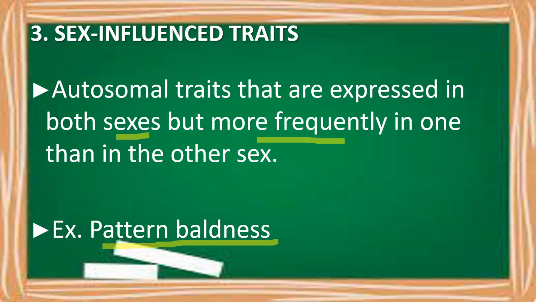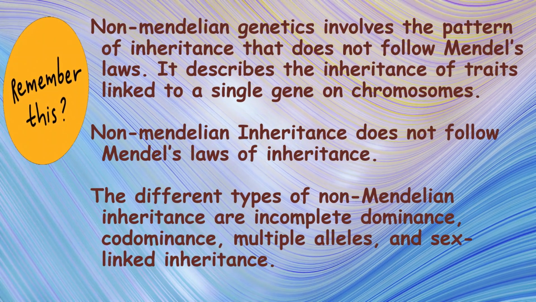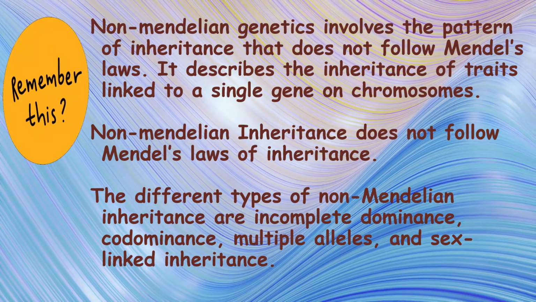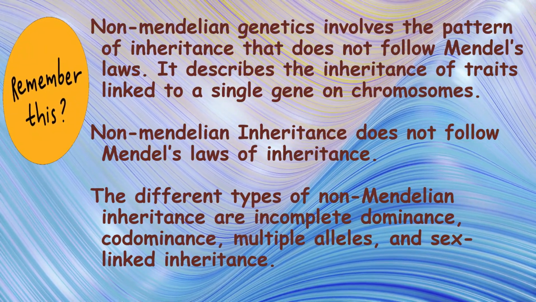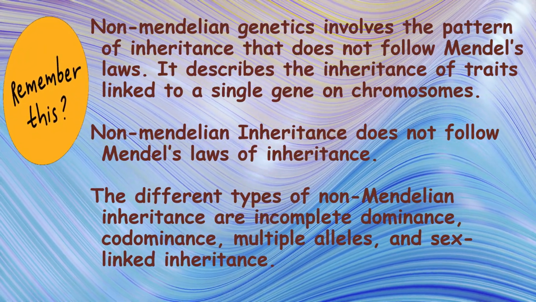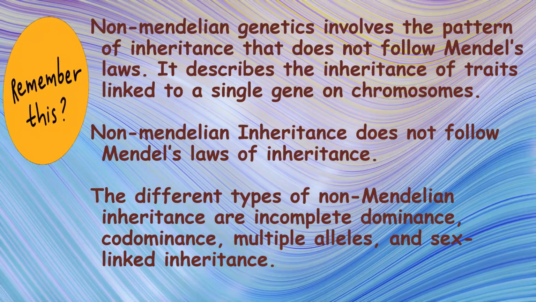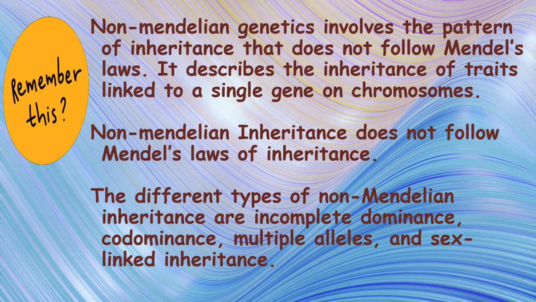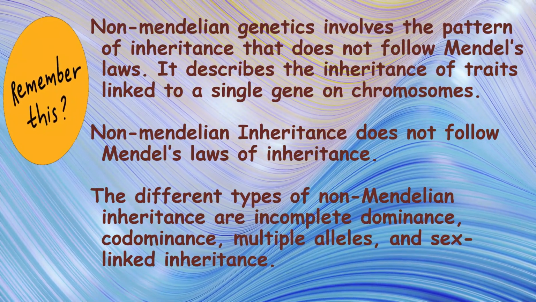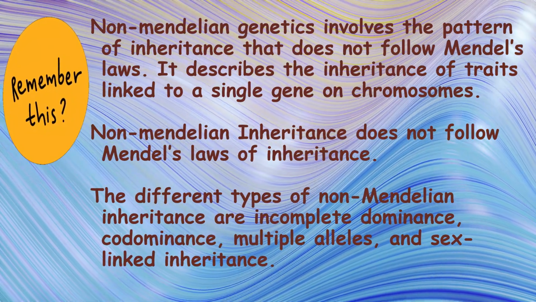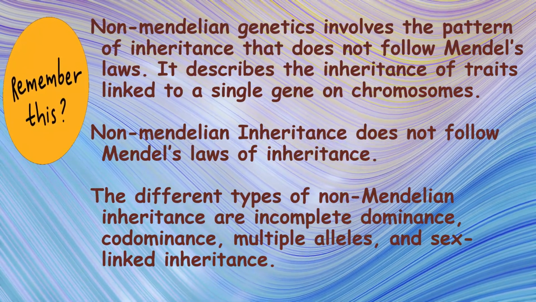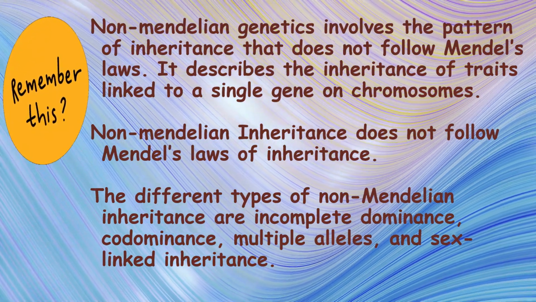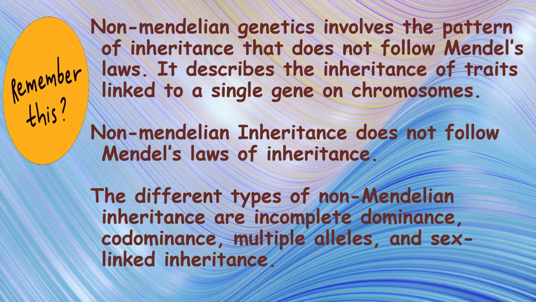Remember this. Non-Mendelian genetics involves a pattern of inheritance that does not follow Mendel's laws. It describes inheritance of traits linked to a single gene on chromosomes. So in short, non-Mendelian inheritance does not follow Mendel's laws of inheritance. There are different types of non-Mendelian inheritance. These are incomplete dominance, codominance, multiple alleles, and sex-linked inheritance.